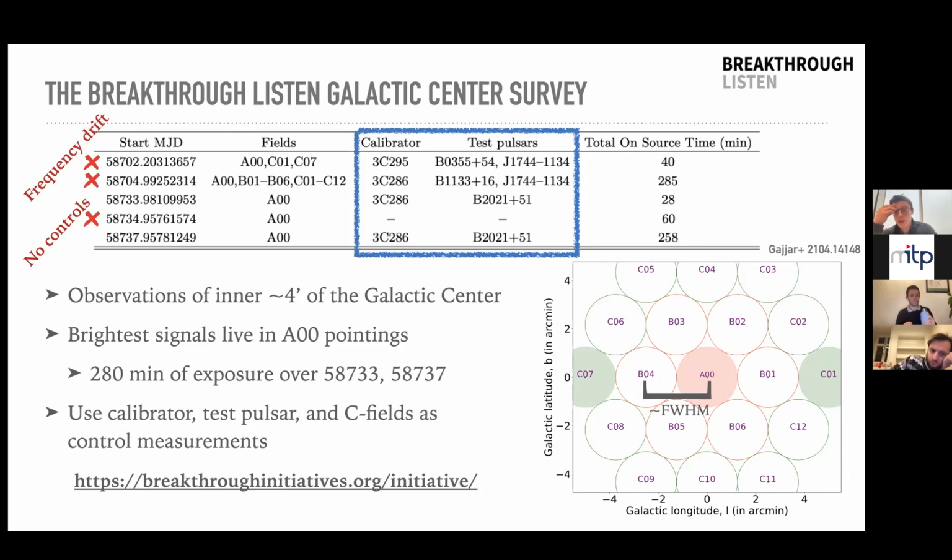I should also note that this column that's total on-source time is summing the amount of on-source time for all of these pointings within 4 arc minutes of the galactic center, whereas we only care about this very central pointing in the A00 region. So once you've excluded all of the observing sessions that we're not going to be able to make use of, we still have 280 minutes of exposure at extremely high frequency resolutions. This is going to be great for an Axion search.